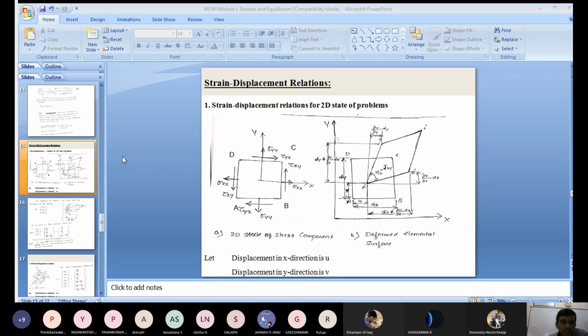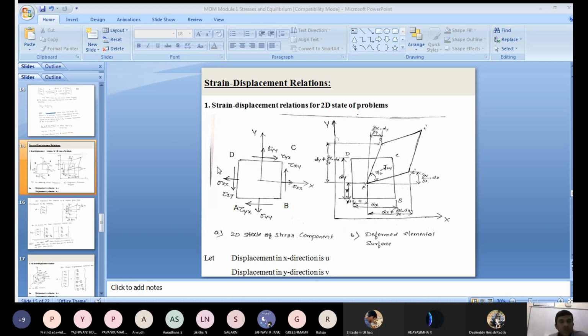Similarly, go for the negative x plane, that is AD. What is the normal stress acting here? Sigma xx is acting in the negative x direction. Similarly, tau xy is acting here, negative x plane, so you have to show it in the negative y direction. Similarly, for the y plane also, the positive y plane is CD and the negative y plane is AB.